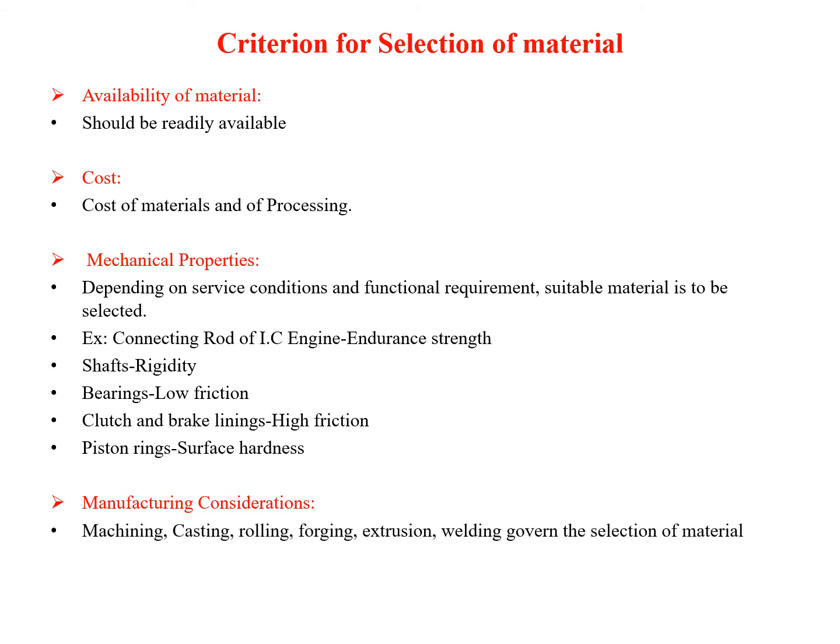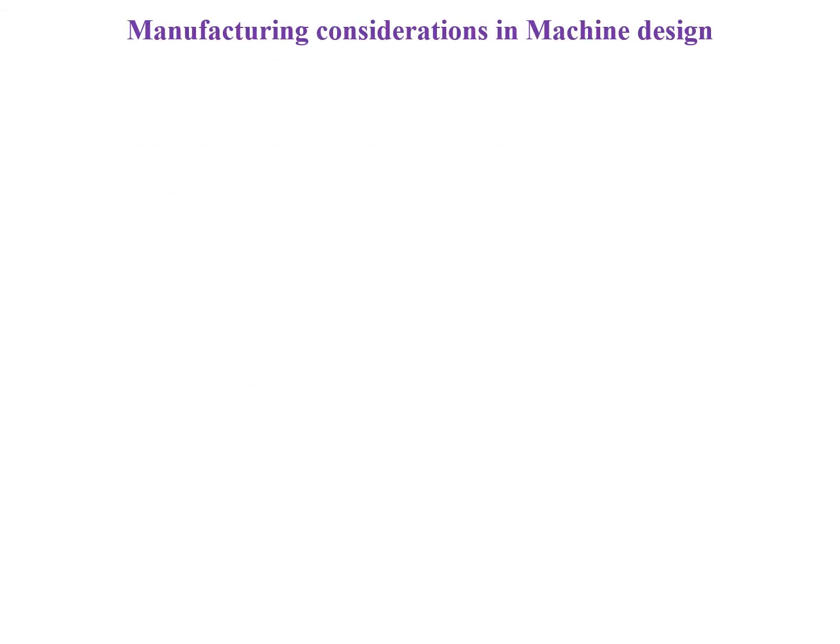What are the manufacturing considerations? In manufacturing we do machining, casting, rolling, forging, extrusion, welding and other manufacturing operations. Now let us see what are the manufacturing considerations in machine design.